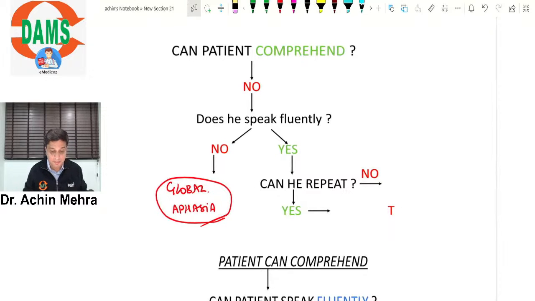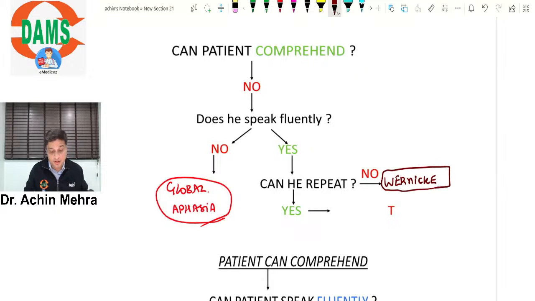Can the patient comprehend? No. Can he speak fluently? Yes. Can he repeat? No. He can speak, but he cannot repeat, and he cannot comprehend. What are we thinking about? Yes, Wernicke's aphasia.